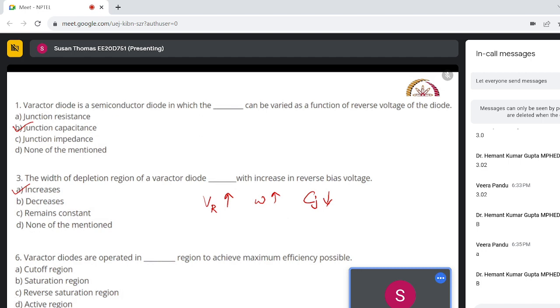Okay, coming to the next question: the varactor diodes are operated in what region to achieve maximum efficiency possible? Is it the cutoff region? Is it the saturation region? Is it the reverse saturation region? Or is it the active region?